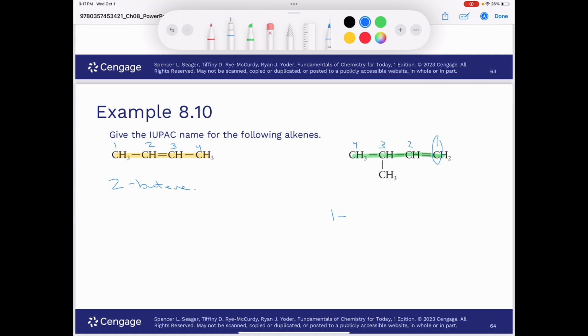All right, so 1-butene. And you can see that I have a methyl substituent at carbon number 3. So 3-methyl-1-butene. So there you go.